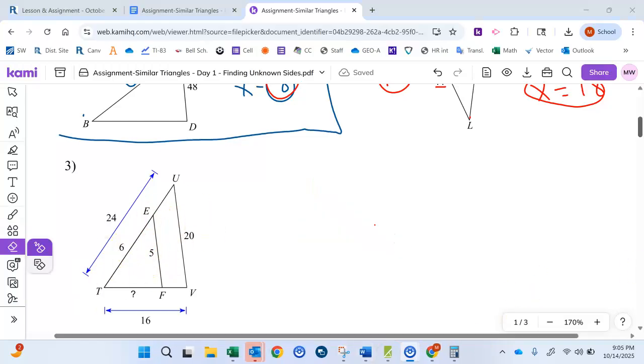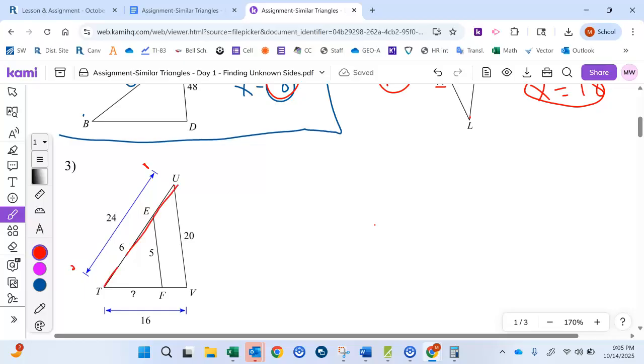Okay, so here it's very important to understand that when you have this line from here to here, it's telling you this whole side from here all the way to that. So that's actually TU, okay? So TU is what? It's 24. But what's 6? 6 is from T to E. EF is 5, but UV is 20. So clearly the bigger one is this one right here. We need to find this side. We need TF. So what is that?